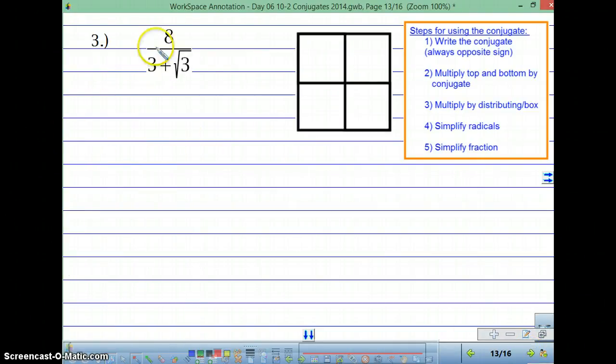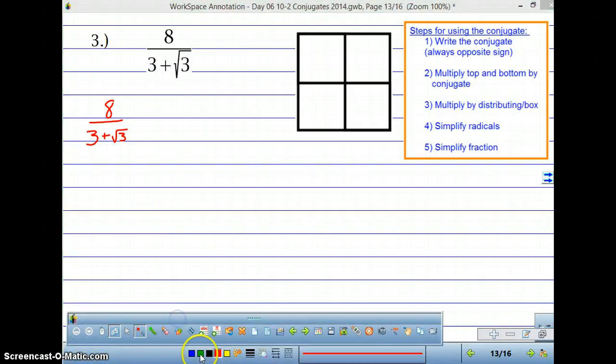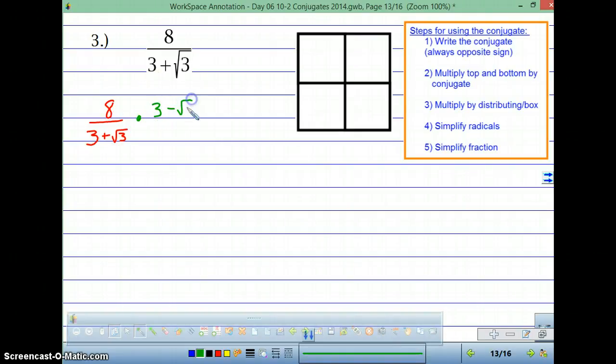All right, let me try another one here. 8 over 3 plus root 3. Multiply by the conjugate. Here we go. 3 minus root 3. Oh, sorry. Let's try that again. 3 minus root 3 over 3 minus root 3 equals.